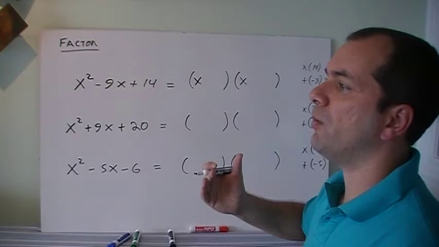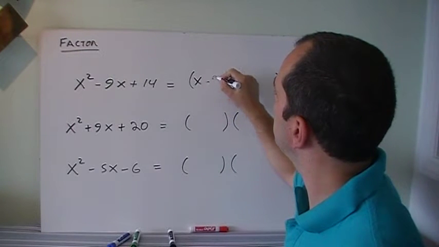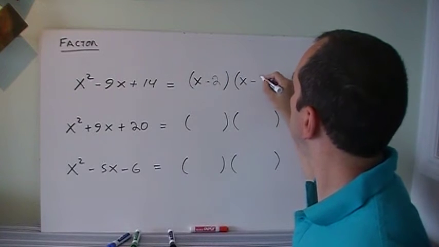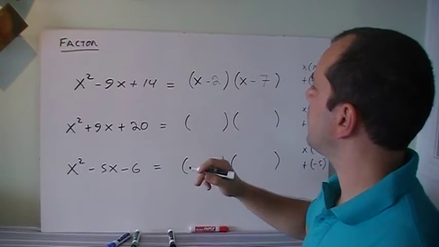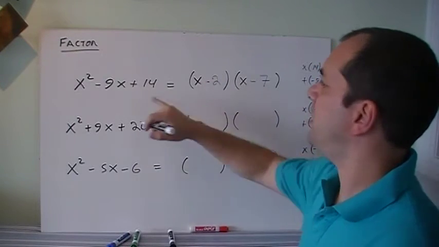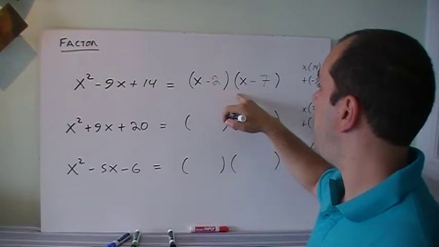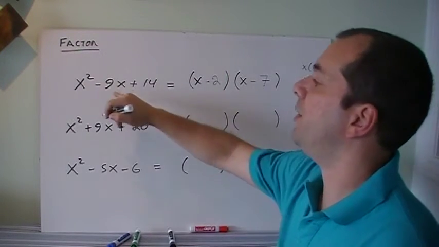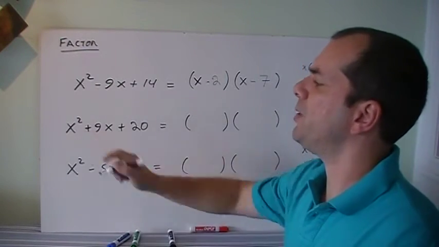Well, 2 and 7 work if they're both negative. Minus 2 and minus 7 are going to be our answer. Let's check. X times x is x squared. Minus 2 and minus 7 gives me plus 14. And the inside, minus 2 minus 7 gives us minus 9. So we know we got it. This is correct. Let's look at the next one.